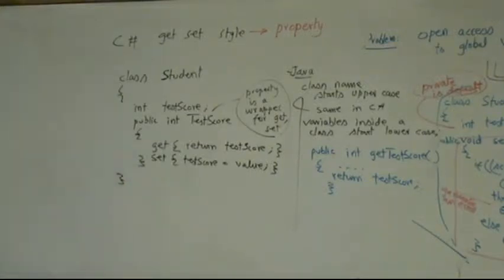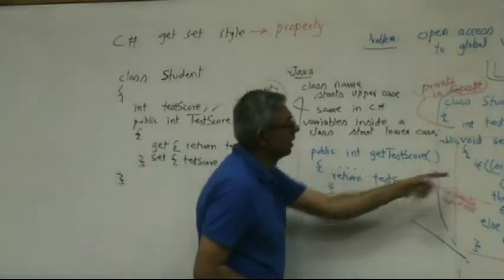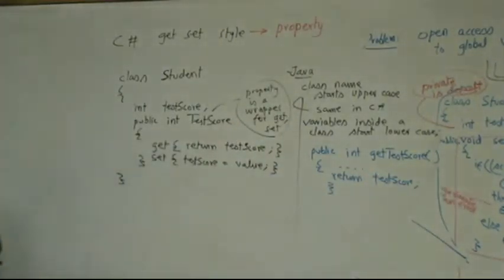Okay, and that's it. So rather than programming in the Java style or the C++ style, the C# property style looks like this. Okay, and how does it work?